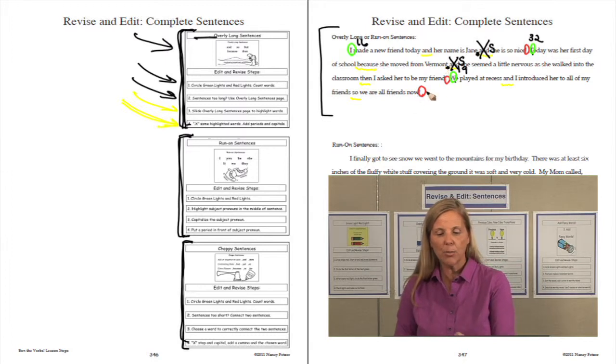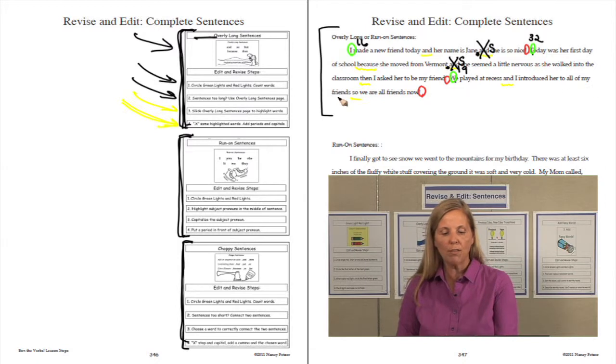Find your green, find your red. All right, we're looking at these words. I notice I have 2 yellows. So what am I going to do? I'm going to cross out that second one. Let's read and then we'll cross out as we get to it. We played at recess and I introduced her to all of my friends. So we are all friends now. What are we going to do? Cross it out, put a period, capitalize. We are all friends now.